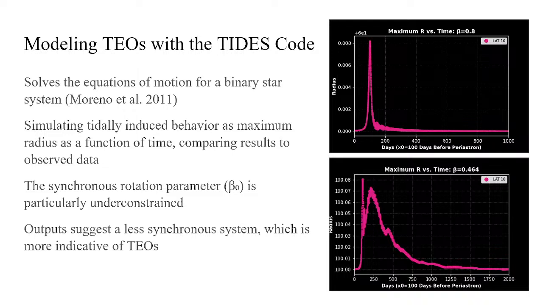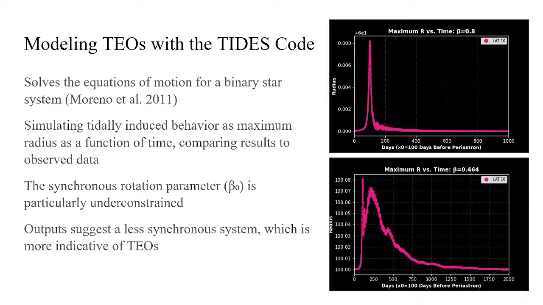I've been really looking at the synchronous rotation parameter, beta naught, which takes the orbital angular velocity as a ratio to the rotational velocity. And so as beta naught approaches 1, the system becomes highly supersynchronized and the tidal forces are highly synchronized, versus for a lower beta naught value, you're going to get more tidal distortion, and that's more likely to induce tidally excited oscillations.